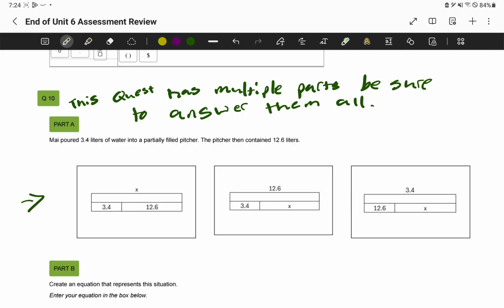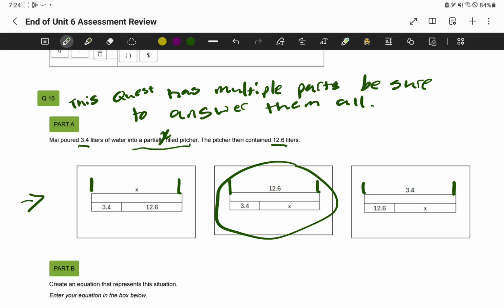Okay, so I poured 3.4 liters into a partially filled pitcher. Partially filled is X. We don't know how much is already in it. The pitcher then contained 12.6 liters. So the total from here to here is 12.6. Well, the only one that says that is this one. And so that's the one you choose. The one that says that the entire length is 12.6.